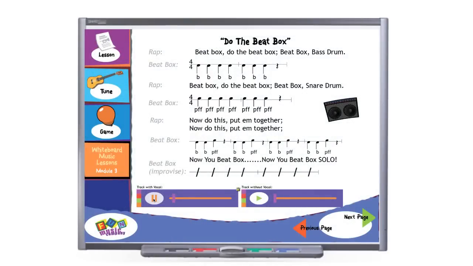Beatbox, do the beatbox. Beatbox, bass drum. Beatbox, do the beatbox.